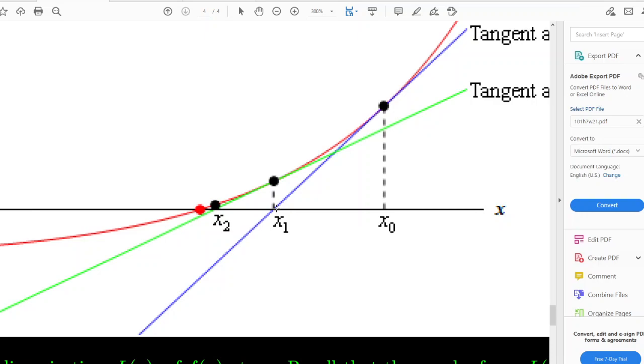And then you keep on doing. After getting x1, you do the same thing. You can use the same formula to compute x2. Actually, x2 is the x-intercept of the green line, the linearization of the function at x1. And then you just keep on going, and then you can have x3. x3 is better than x2. Okay, and then you can have x4 and so on.